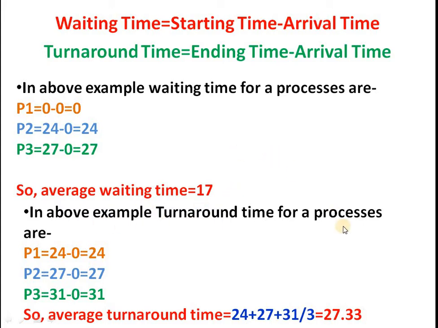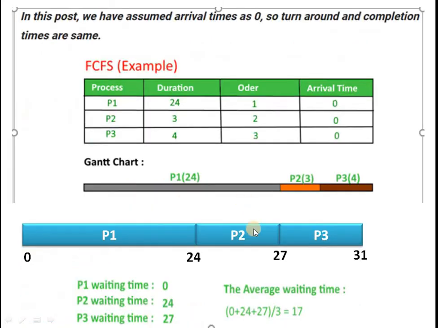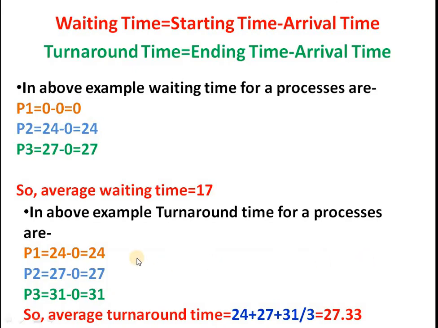Likewise, calculate the turnaround time. P1 has 24, P2 has 27 and P3 has 31. Take the average of that: 24 plus 27 plus 31 divided by 3 is 27.33 milliseconds. It's the average turnaround time.